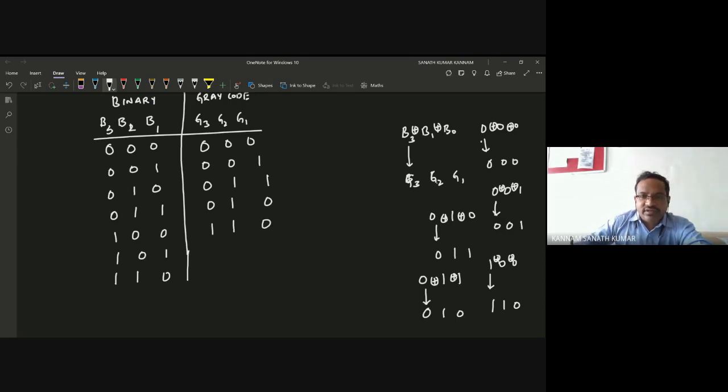And 1, 0, 1. If you take 1, 0, 1, this will be same, and 1 XOR 0 is 1, and 0 XOR 1 is 1. So 1 0 1, you will get 1 1 1. And for 1 1 0, this is 1. If you take the XOR operation, 1 XOR 1 is 0, and 1 XOR 0 is 1. So 1 0 1 you are getting.